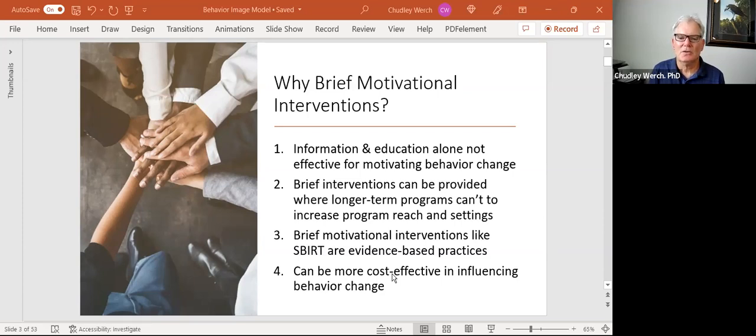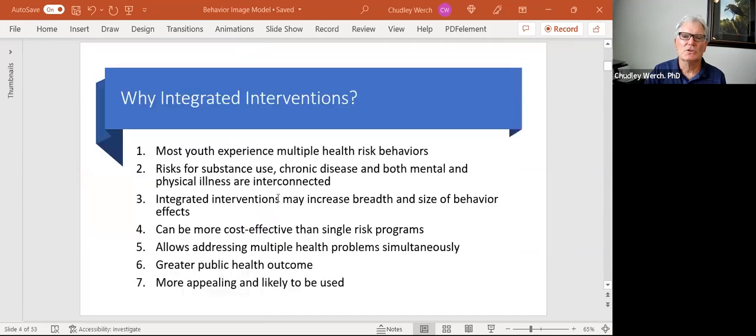So you've got to take into account the cost effectiveness. If a program does cost you something to purchase it and to be trained, but it's only a session in length, that can save a tremendous amount of time and energy and resources. So these are just a few things about why it's important to have brief motivational interventions.